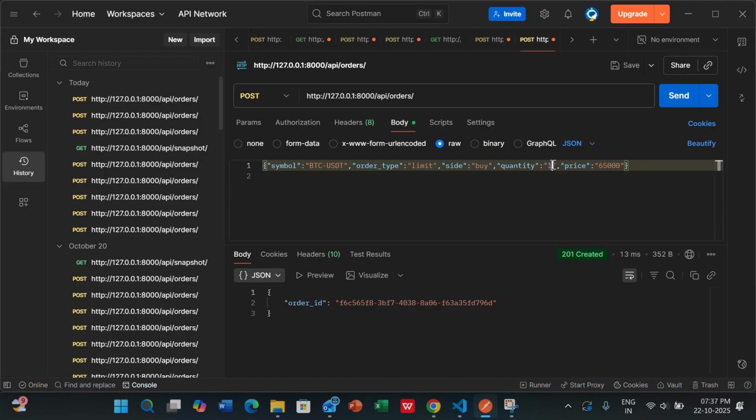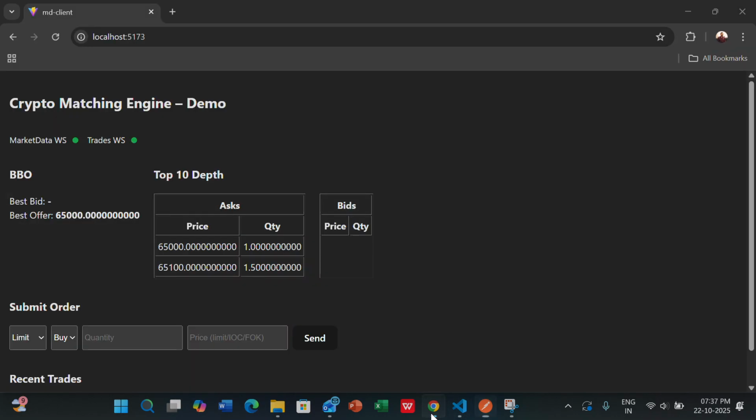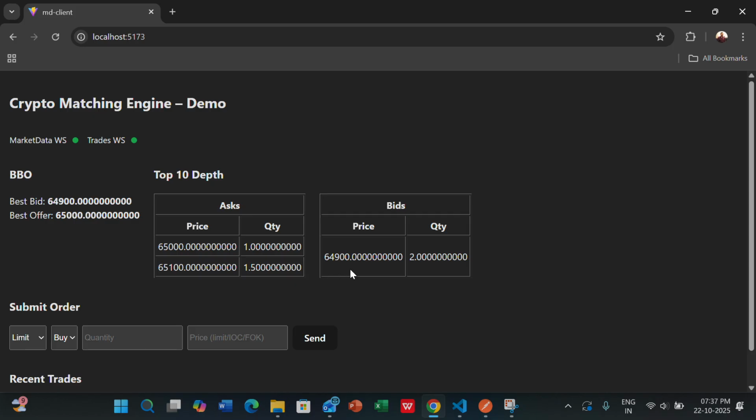and I will buy 2 units, and the best price that I can pay for it is this amount, 64,900. If I send it, as you can see, another new ID, and now you got the best bid price, which is 64,900 that I have given through the API.